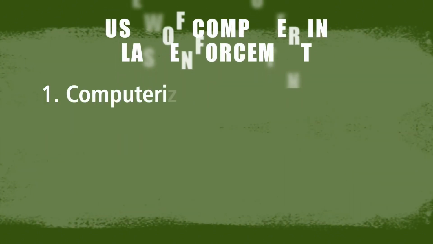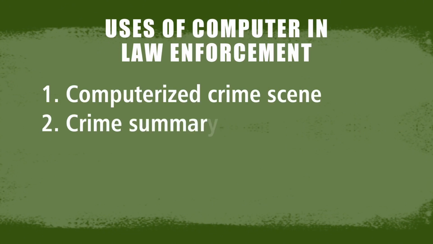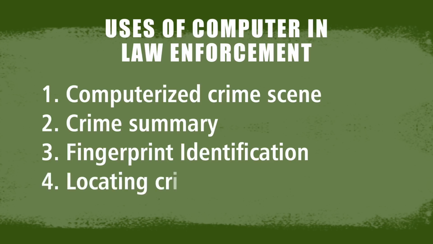1. Computerized crime scene. Computers are used by law enforcement to take pictures of a crime scene for future analysis. 2. Crime summary. With the use of computer, citizens can report crime with ease, and law enforcement can also use the victim's IP address to find out where the crime scene is located. 3. Fingerprint identification.